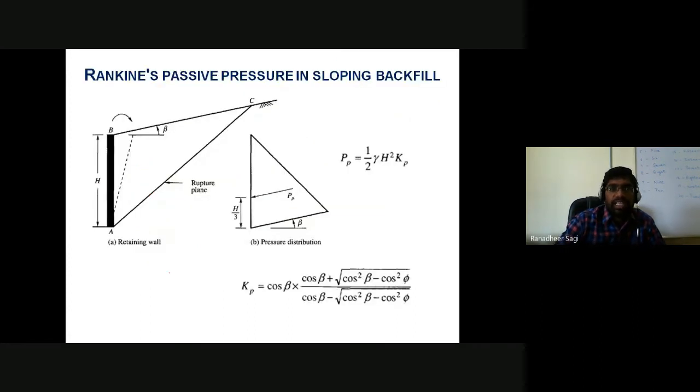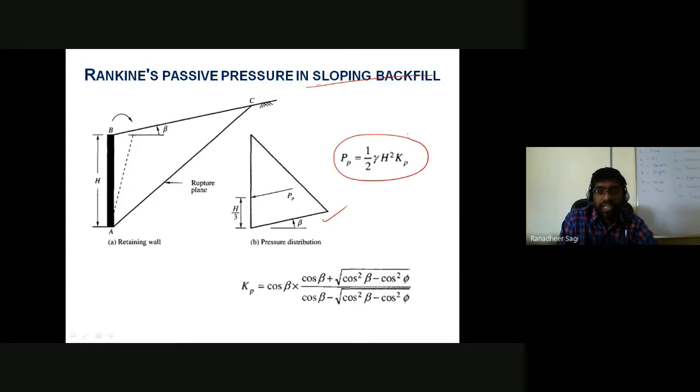Similarly, in the case of the passive state also, I can simply go on to calculate your passive earth pressure distribution diagram with sloping backfill. So in the case of the sloping backfill, you are going to have your passive earth pressure distribution diagram like this, and this would give you what is called the resultant thrust in the case of passive earth pressure.